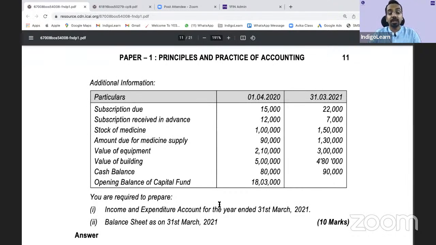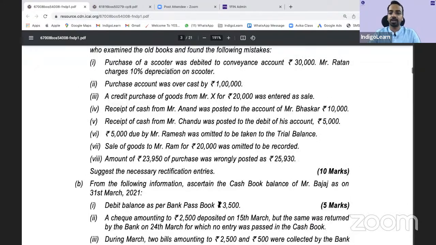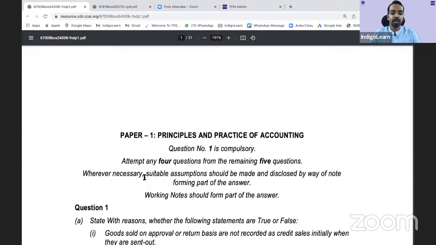Sometimes the question may carry an error. In that case, you have to write an assumption, which even the Institute mentions at the top: wherever necessary, suitable assumptions should be made and disclosed by way of a note forming part of the answer. Working notes also should form part of the answer. That is to say, if there is any conflicting information, if you have taken certain assumptions, mention those assumptions upfront. So that's how you should approach.